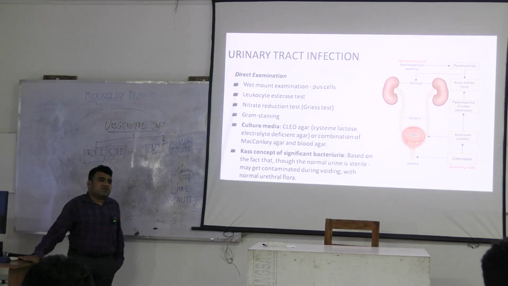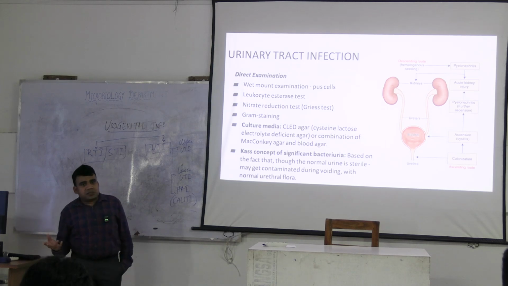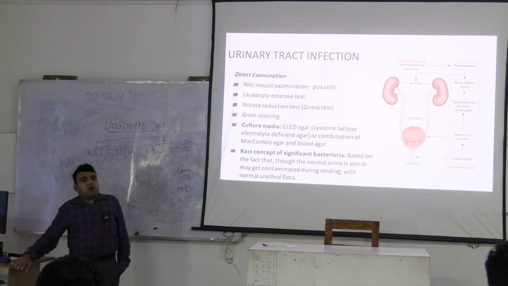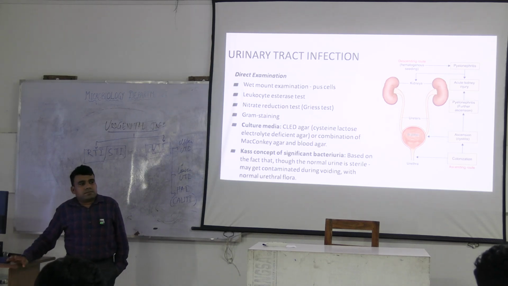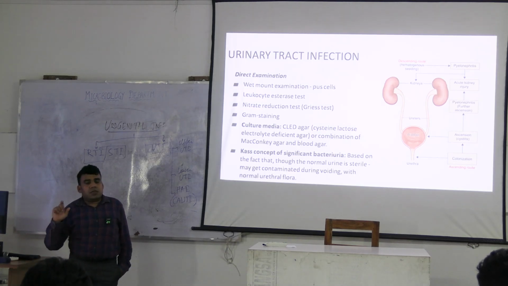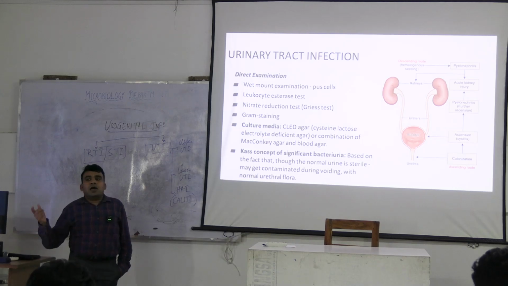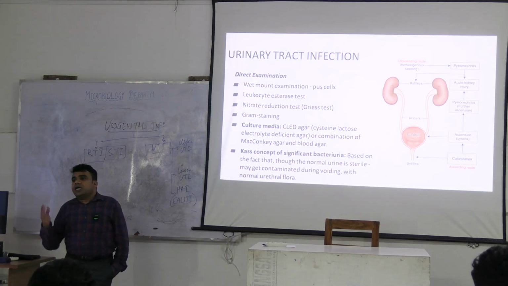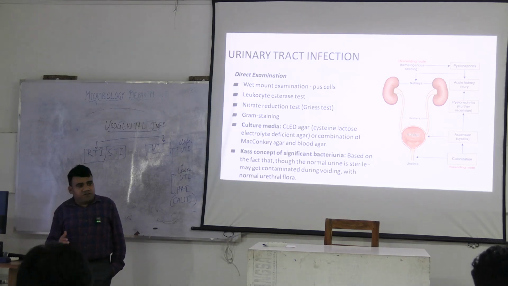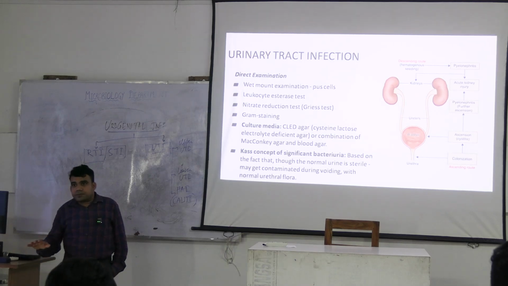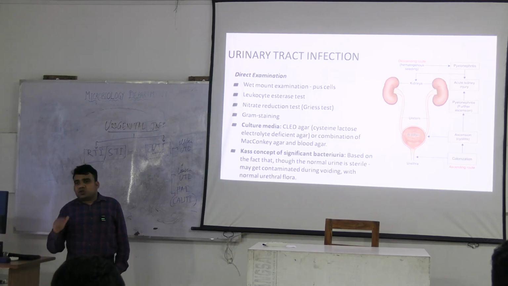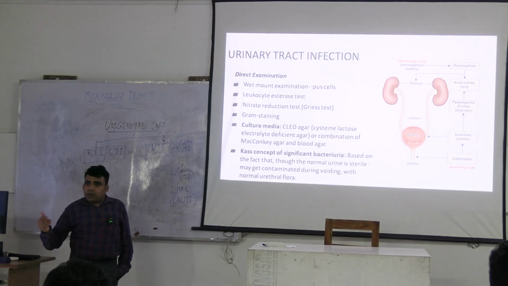The most potent sign of inflammation is the appearance of pus cells. What is the normal pus cell count in a non-infective patient? It should be less than 5 per high power field. Under the microscope, you observe it under the high power of 40x or 400 magnification. It should be less than 5, 0 to 5. That is normal. Anything more than that is to be considered as pyuria. Pyuria means pus in urine.